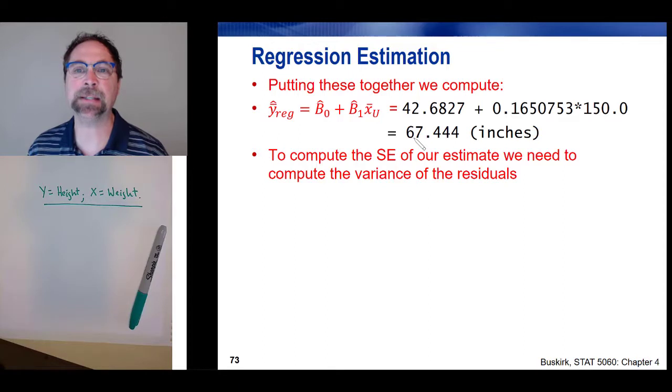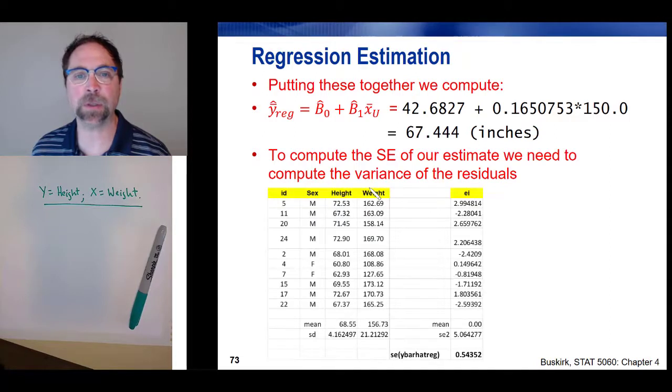So the regression estimate based on the sample for the height in inches for our population is 67.44. Now to compute the standard errors, we need to compute the variance of the residuals.